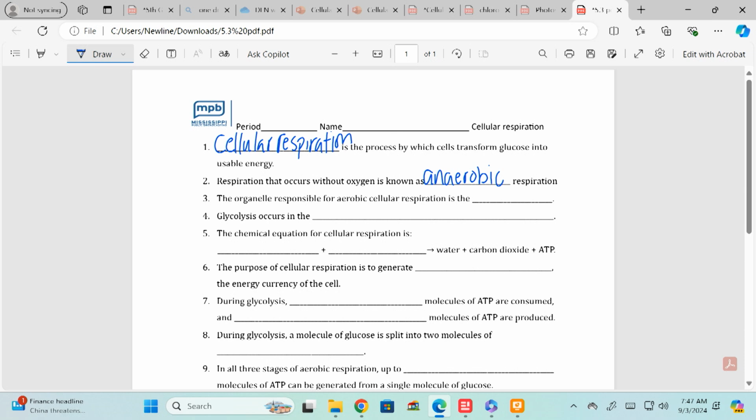All right, number 3 says, the organelle responsible for aerobic respiration is the what? Does anyone remember what organelle is responsible for aerobic respiration? This is going to be the mitochondria. Great, let's keep it going.